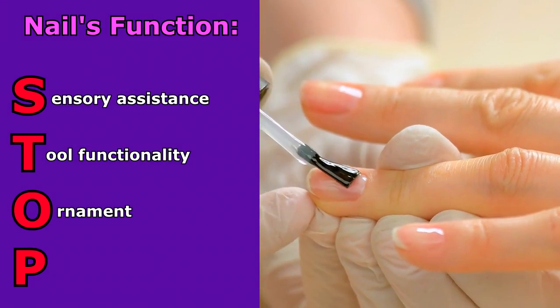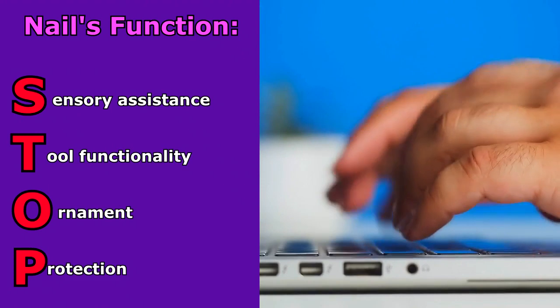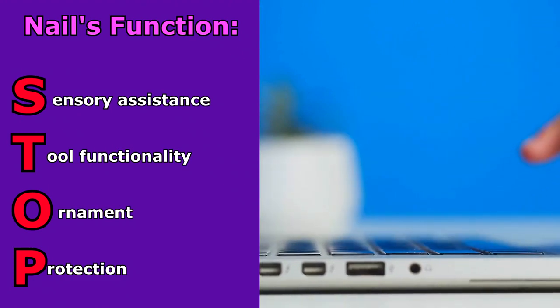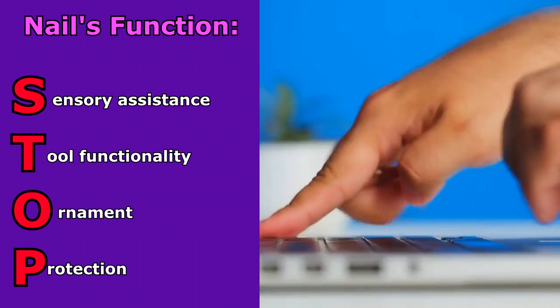O stands for ornament. Nails can act as a beauty accessory in many cultures. And then P stands for protection. Our nails protect and support the distal ends of our digits as we use them for various tasks.